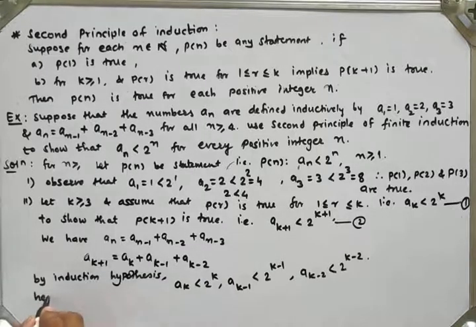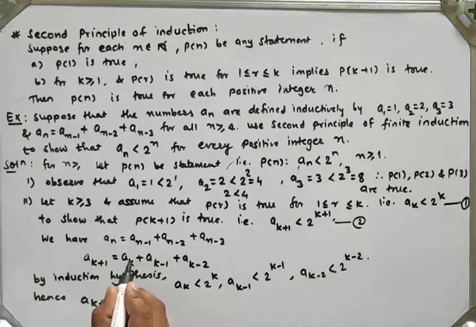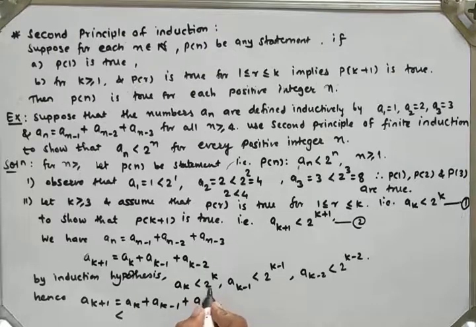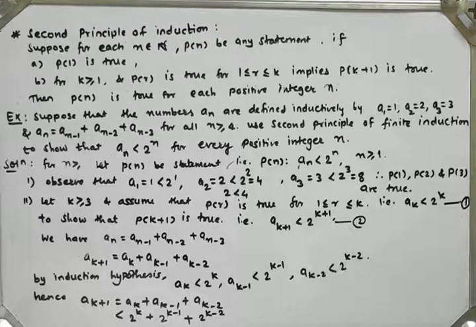Hence, a_(k+1). So what is a_(k+1)? a_(k+1) is a_k plus a_(k-1) plus a_(k-2), right? Which is less than, so a_k is less than 2^k, plus a_(k-1) is less than 2^(k-1), plus a_(k-2) which is less than 2^(k-2), right?